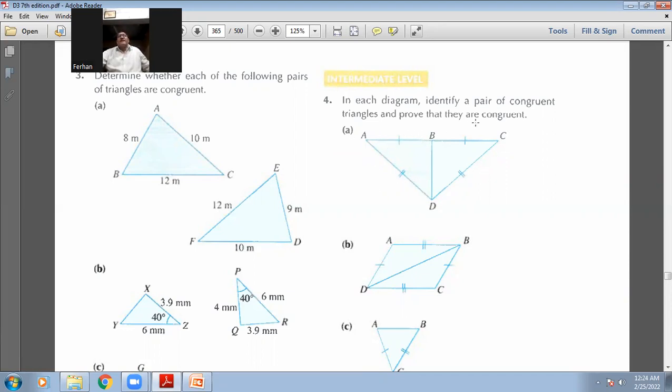So you can see BA and the BC side, they are equal to each other. The AD side and the CD side, they are equal to each other. And the BD side is common to both the triangles. So very easily I can prove that the triangle ABD and the CBD are congruent to each other.